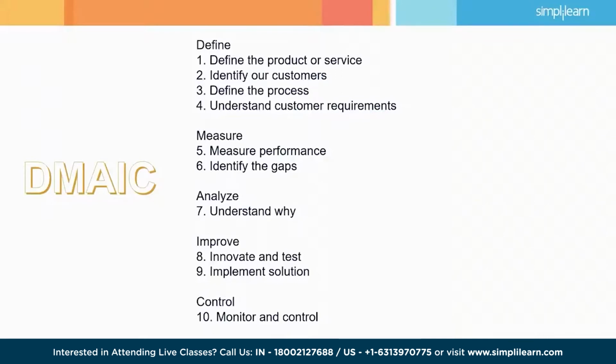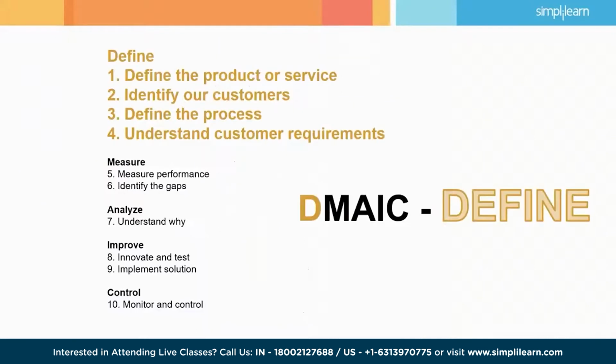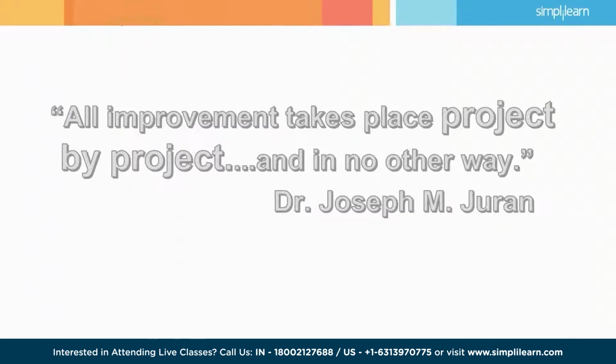So this is a phrase that I like very much, which was said by Joseph Juran, one of the main gurus of quality, which says, all improvement takes place project by project and in no other way. So this is the way that Six Sigma and Lean start getting together, having a project.